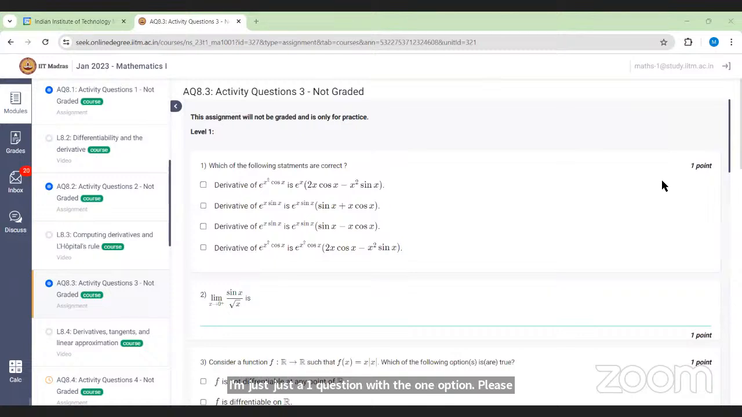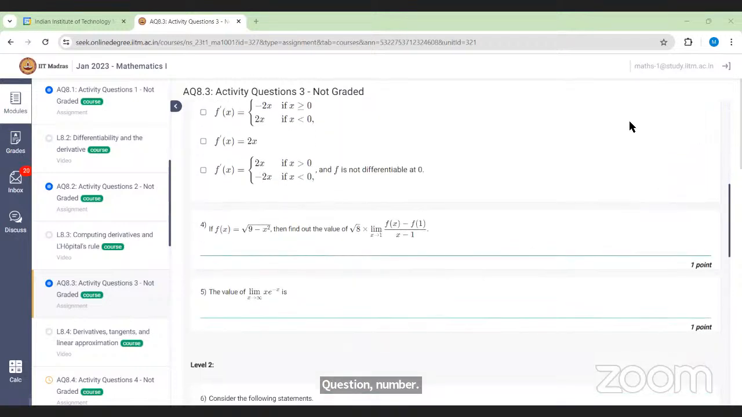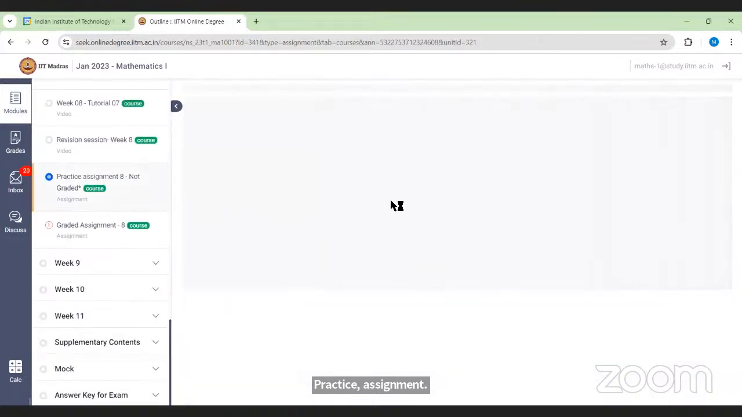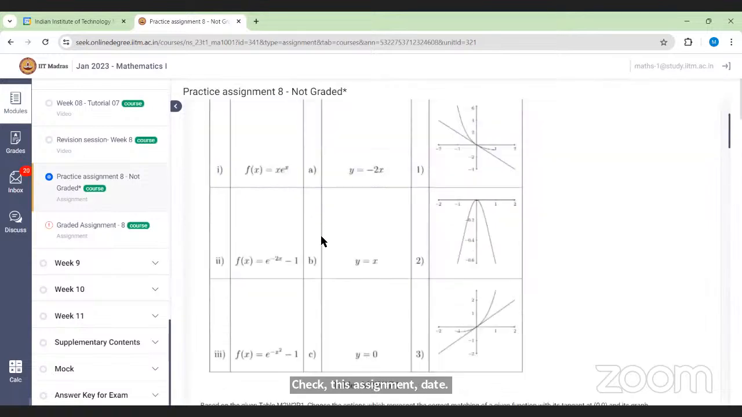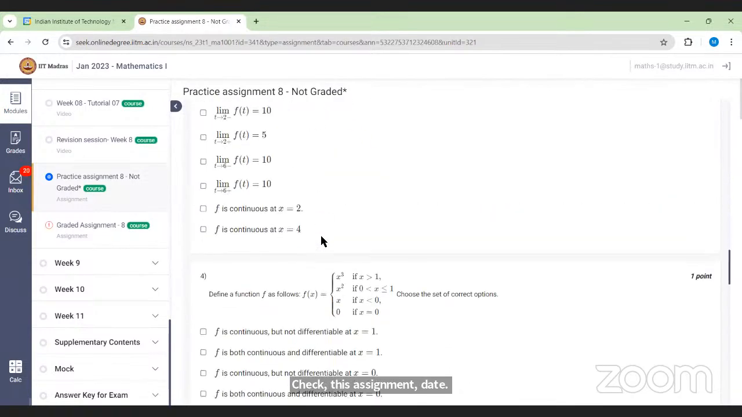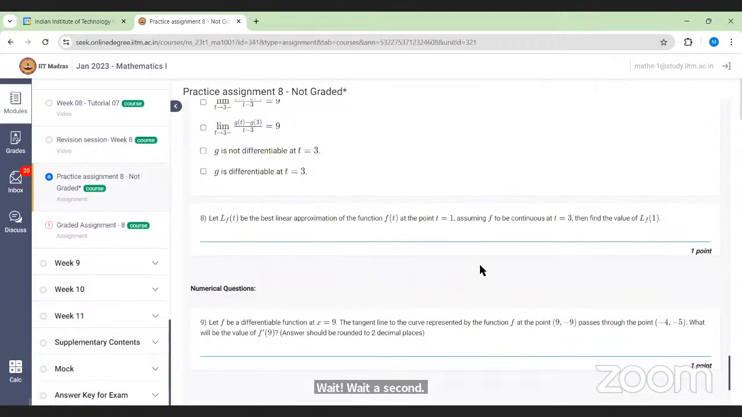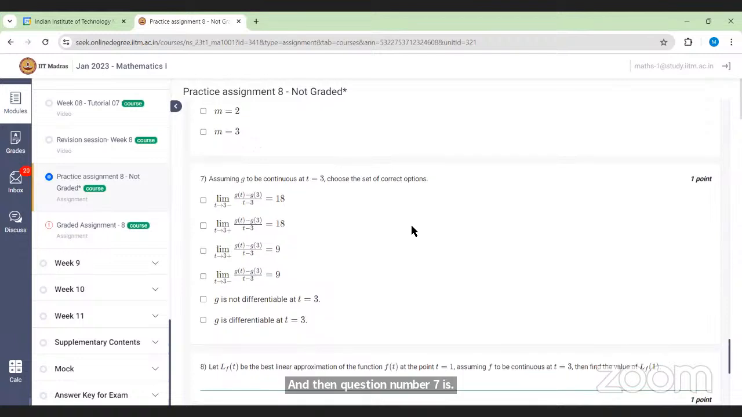Please, ma'am. Which question do you have? Ma'am, question number 8 of the practice assignment. Wait a second. Question number 6. Yes. I'm on question number 7, C option, and in question number 7, third option: how is this correct? Can you please solve it? I was trying to solve it, but I'm unable to.